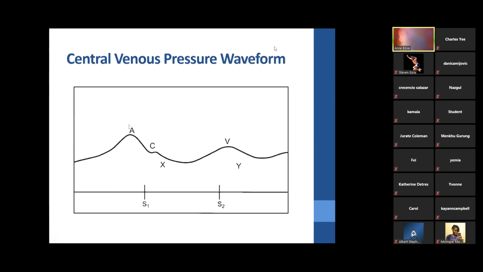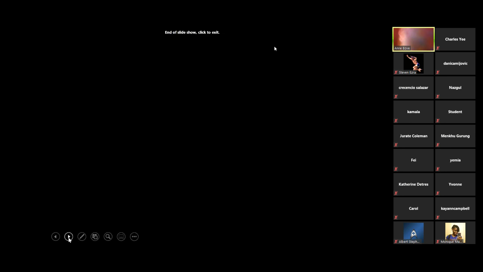And this is just showing you the same waveform that you saw with the triple lumen. And that's the A wave, the valve is open, tricuspid. V wave, the valve is closed, and they're pretty close in height. And there you go. And that's it.